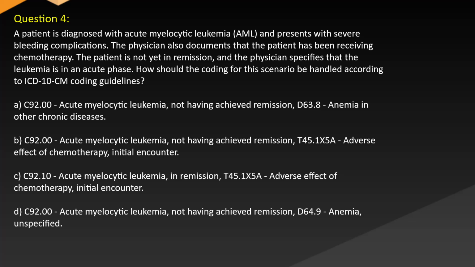A. C92.00 acute myelocytic leukemia not having achieved remission, D63.8 anemia in other chronic diseases. B. C92.00 acute myelocytic leukemia not having achieved remission, T45.1X5A adverse effect of antineoplastic chemotherapy, initial encounter. C. C92.01 acute myelocytic leukemia in remission, T45.1X5A adverse effect of chemotherapy, initial encounter. D. C92.00 acute myelocytic leukemia not having achieved remission, D64.9 anemia unspecified.